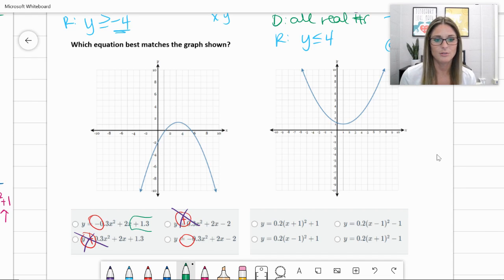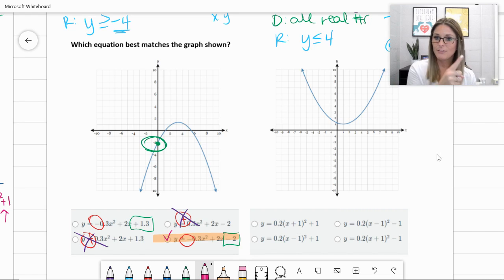We can also use that y-intercept. Here's my y-intercept, right at -2. I think I found the winner. I think it's this last one, this bottom right one. It had a negative in front, so it would be downward facing. It had a y-intercept of -2, so it would cross the y-axis at -2. And that's all I needed to know.